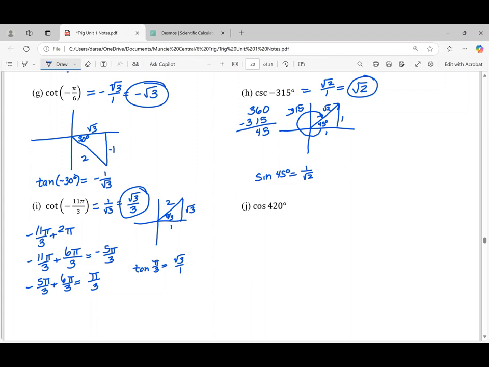All right, last one. Again, 420 degrees is definitely bigger than 360. So we're going to go ahead and subtract 360 degrees, and that's going to give us 60 degrees. So our coterminal angle is 60 degrees. This is a nice 30, 60, 90 triangle. So again, 1, 2, square root of 3. We're lucky enough to be in that first quadrant. So cosine is adjacent over hypotenuse. So the cosine of 420 degrees is the same as the cosine of 60 degrees, which is just 1/2.